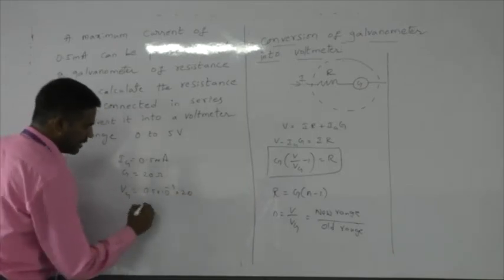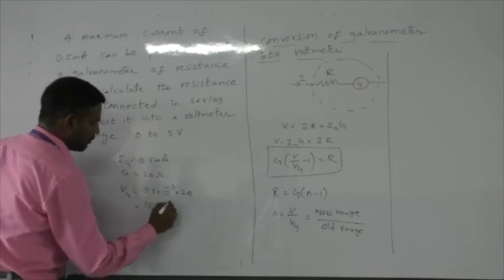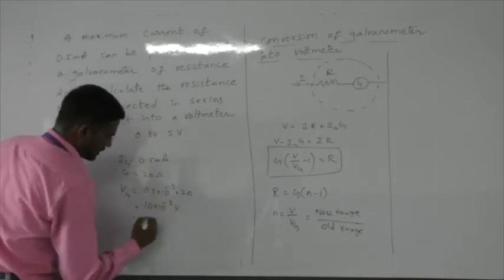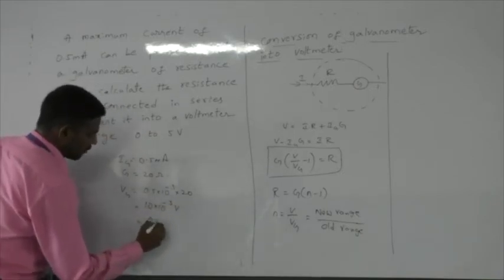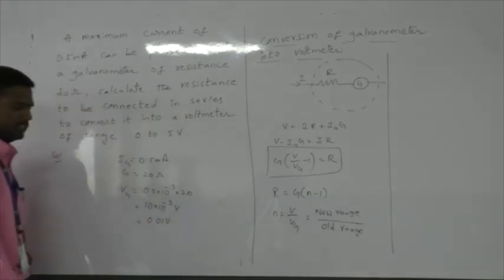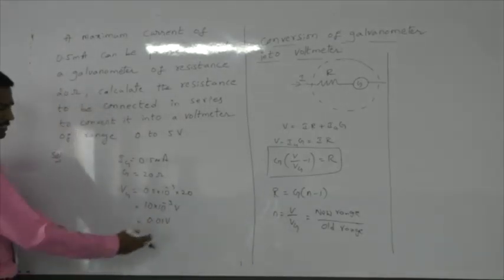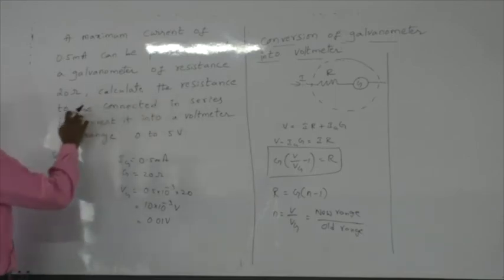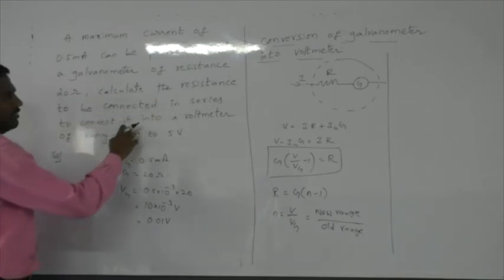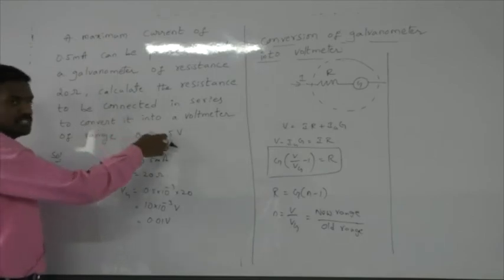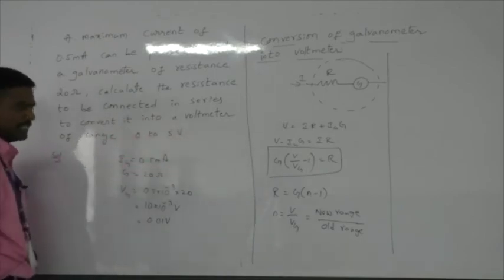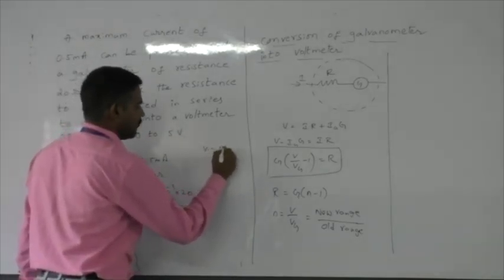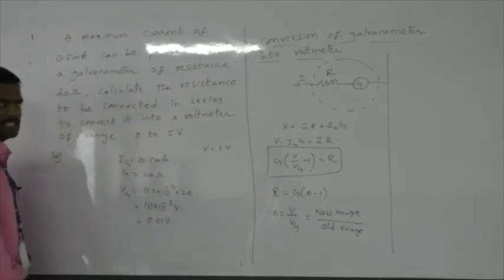Which will give you the result 10 into 10 to the power of minus 3 volts, which is 0.01 volt, so 10 to the power of minus 2, or 1 by 100. So the Vg value is given. Now how much resistance is to be connected in series to convert it into a voltmeter of range 0 to 5 volt? That means V is given as 5 volt, and Vg is already given.